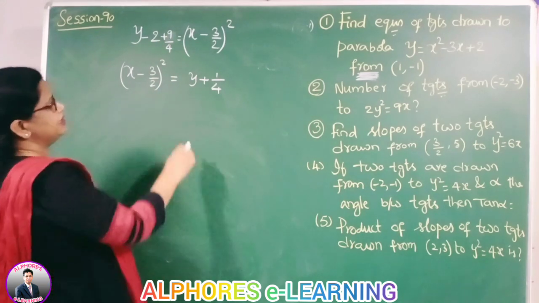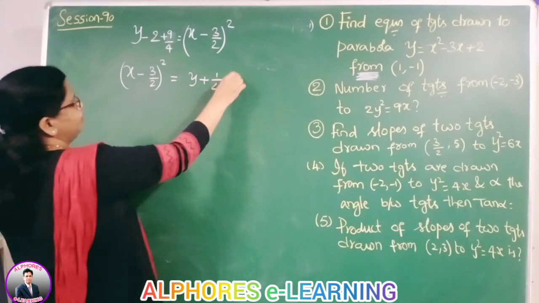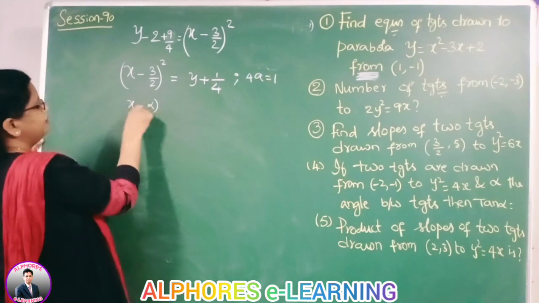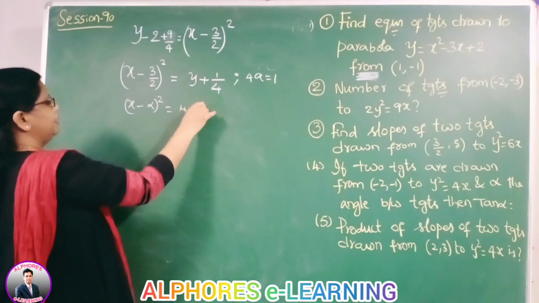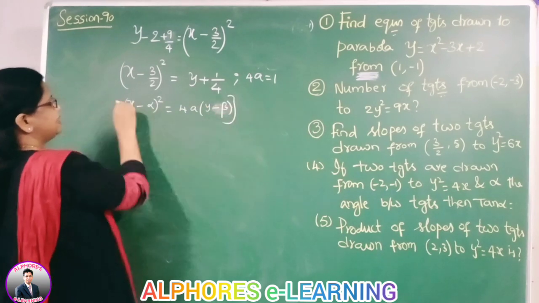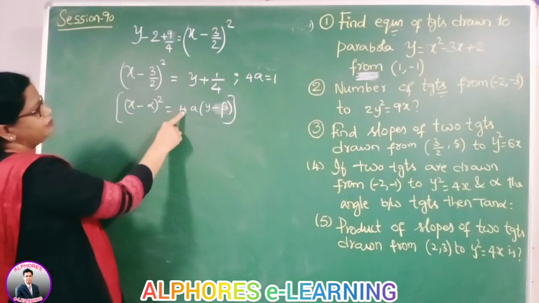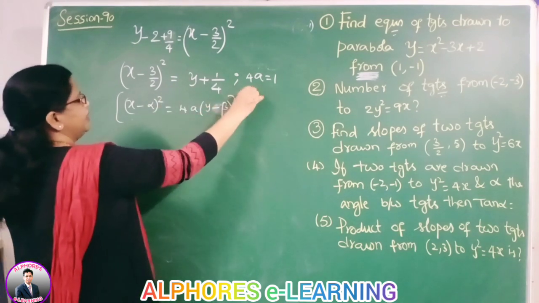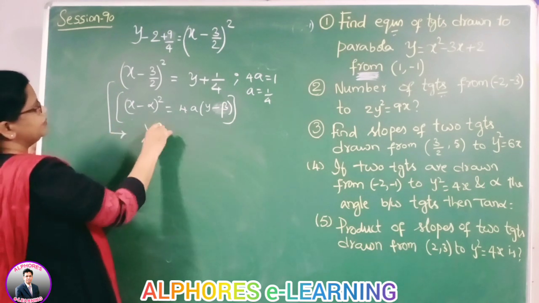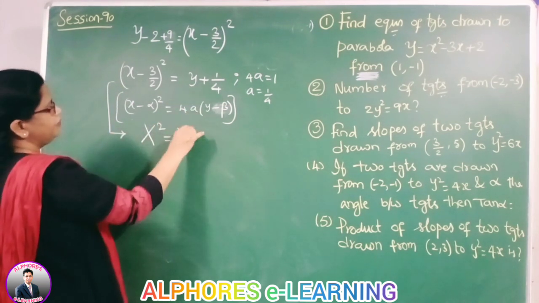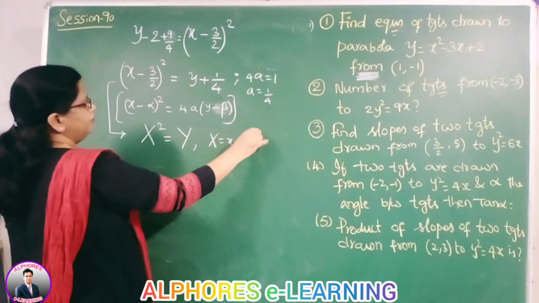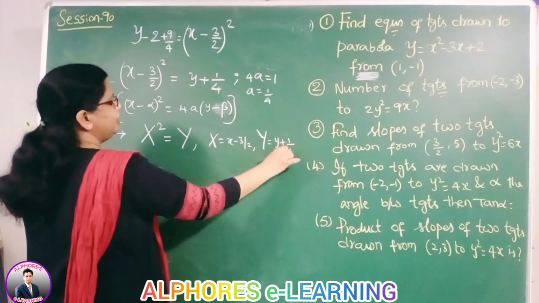Right? Now this is the standard form we got, where here our 4a is how much? 4a is 1. Okay, x minus alpha whole square equal to 4a into y minus beta. So this is the standard form students we obtained, and here what is our 4a? It is 1. That implies a is 1 by 4. Implies this equation is simply x square equal to how much? It is y. Okay, and what is the x value here? It is x minus 3 by 2, and the y value is nothing but y plus 1 by 4.